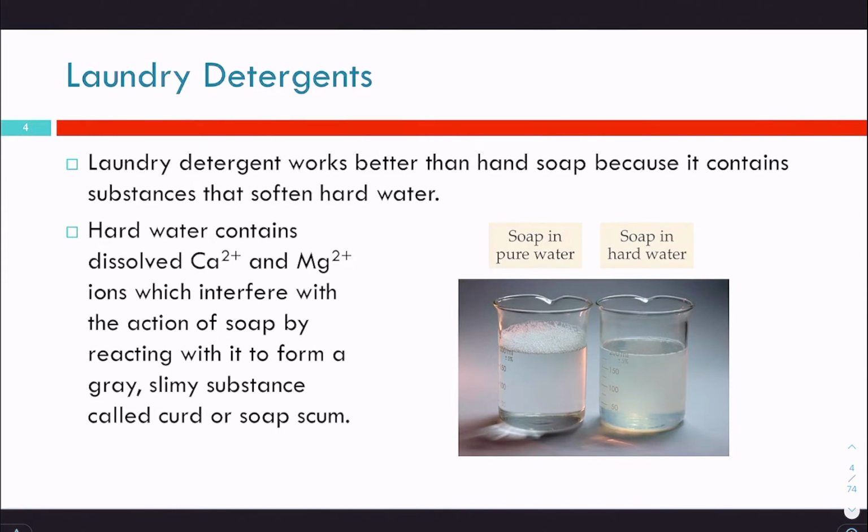Laundry detergent works better than hand soap for washing clothes because it contains substances that soften hard water, which is a big thing around here. That's why you get hard water deposits on things. It's these different minerals dropping out of solution, becoming solids. So hard water contains dissolved calcium and magnesium ions, which interfere with the action of soap by reacting with it to form a gray, slimy, sludgy, disgusting scum.